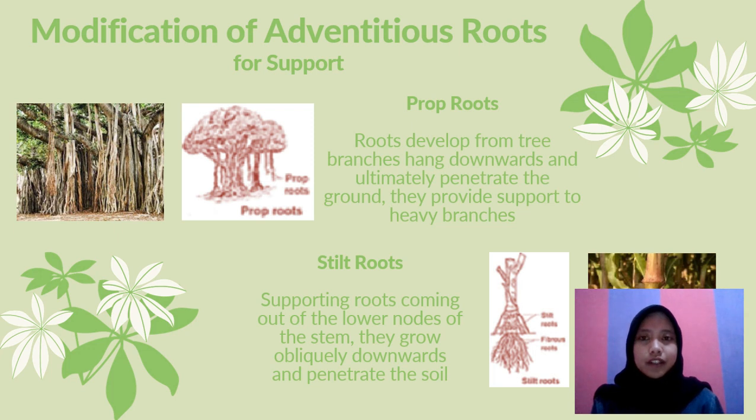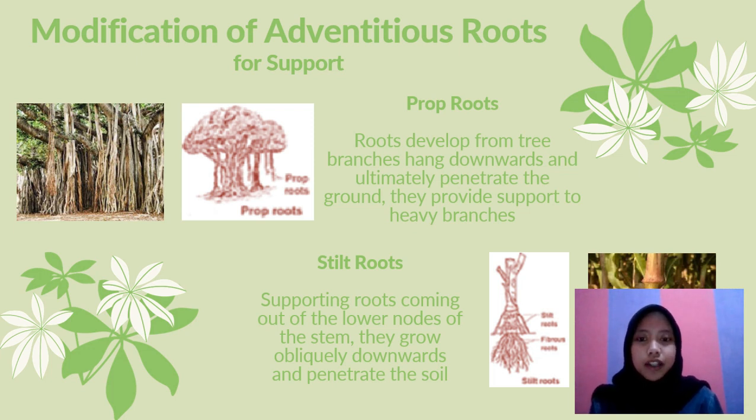Next is modification of adventitious roots for support. There are prop roots. Roots develop from tree branches and hang downwards, so they grow vertically downwards and ultimately enter the ground and penetrate the ground. They provide support to heavy branches. As we can see, it is quite long and looks like a pillar. The example is banyan tree and mangrove.